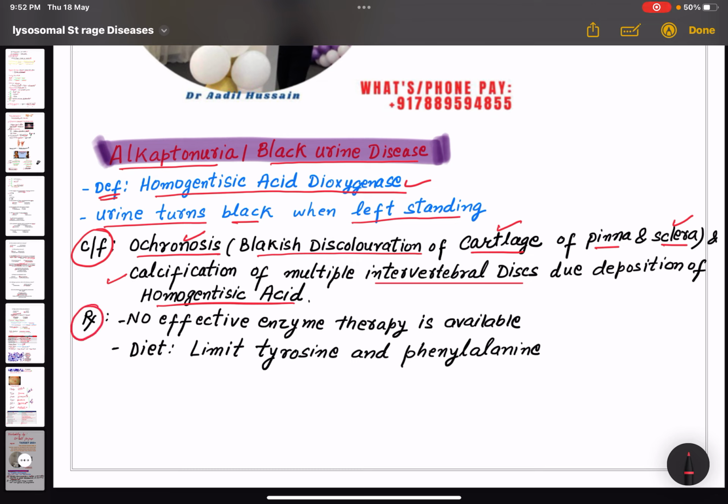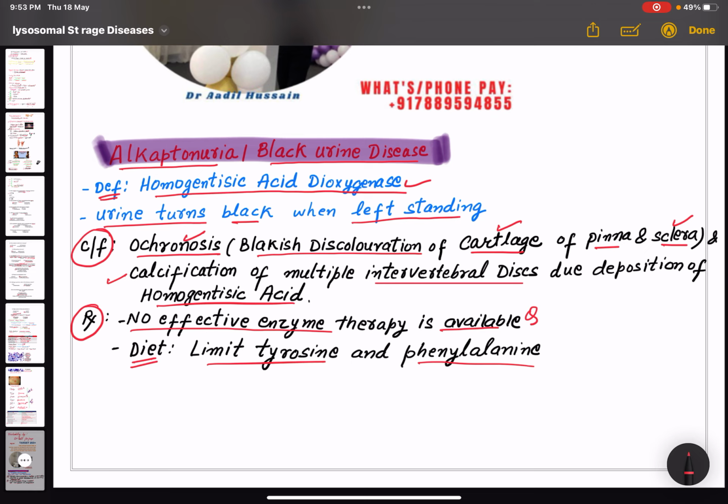And what will be the treatment in these patients? Treatment is also important, guys, because the treatment is also asked in the exam. There is no effective enzyme therapy available in alkaptonuria. And in the diet, you will limit tyrosine and phenylalanine. These two amino acids should be limited in the diet. But most of the students make a very big mistake in the exam. They write the answer, give tyrosine to the patient. No, we have to limit the tyrosine and phenylalanine.